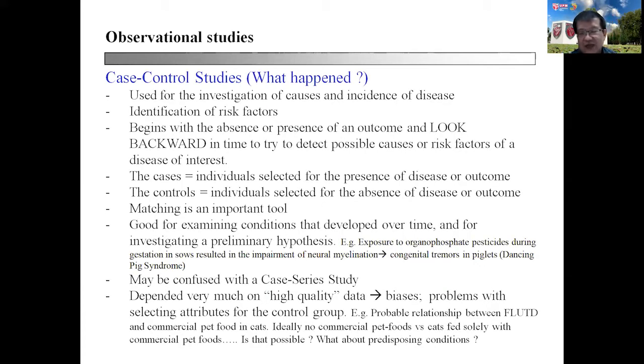In case control studies, we are looking at what happened to the population. It is being used to investigate causes and incidence of diseases and to identify risk factors. It begins with the absence and presence of an outcome and looks backward in time to try to detect possible causes or risk factors of a disease of interest. And therefore, you have case control. So the cases refers to individuals selected for the presence of disease or a certain outcome. Remember, when we talk about cases, it doesn't really mean disease. It just means events of interest that you want to quantitate or you want to investigate. The controls are individuals selected for the absence of that particular disease or outcome of interest.